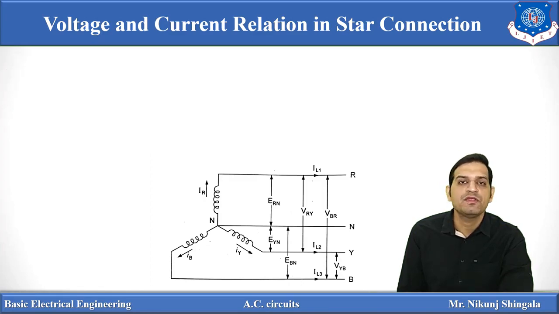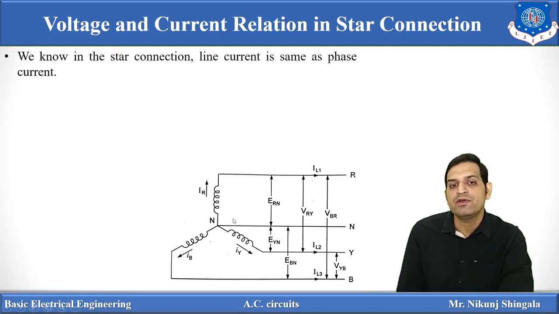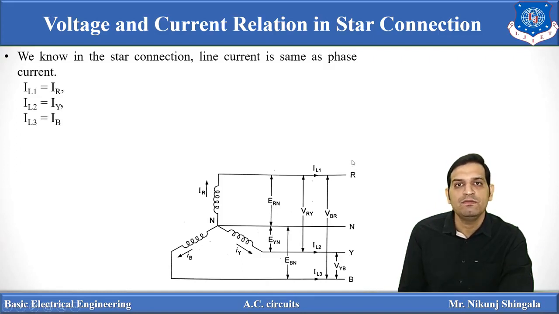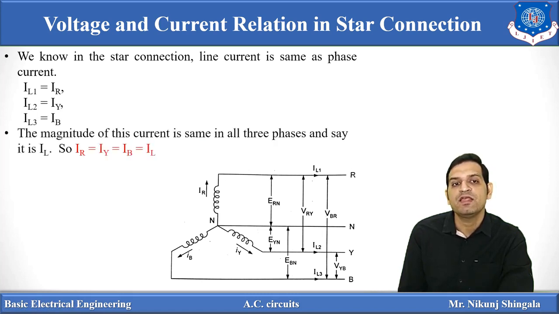Now let us derive the relationship between phase current and line current for a star connected system. So here you can see IR is equal to IL1, IY is equal to IL2 and IB is equal to IL3. So line current is the same as the phase current for a star connected system. From this circuit we can write IL1 is equal to IR, IL2 is equal to IY and IL3 is equal to IB. And as the system is balanced, the magnitude of these currents will be the same. So IR, IY and IB will be the same, and it is denoted by IL.